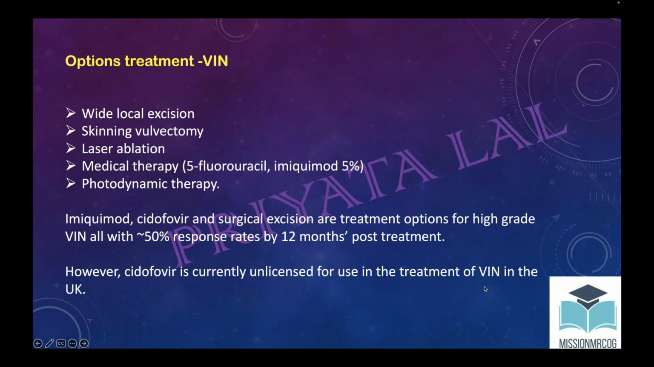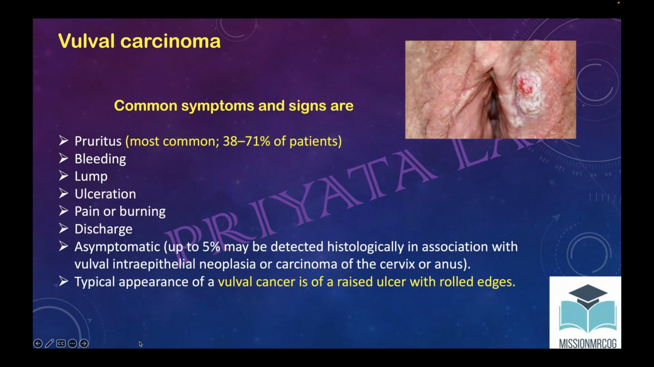Okay. Now coming to vulval carcinoma. How will the patient present? The most common symptom will be pruritus. So the patient will come with pruritus. There could be associated bleeding, a lump, ulceration, burning, pain, discharge, or the patient may be asymptomatic, sometimes up to 5% of the cases.